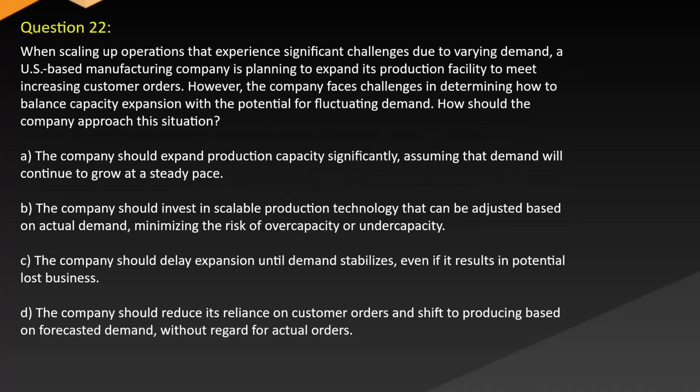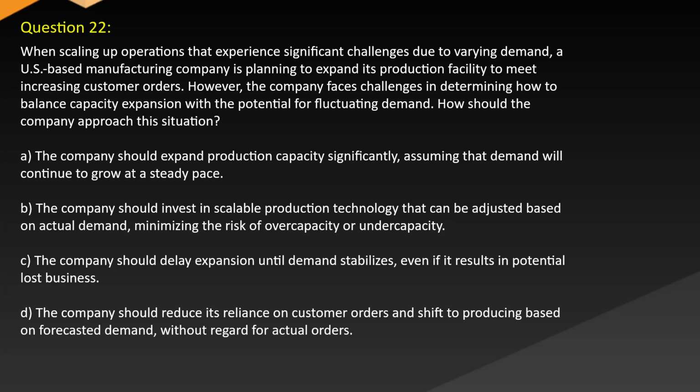Question 22. When scaling up operations that experience significant challenges due to varying demand, a U.S.-based manufacturing company is planning to expand its production facility to meet increasing customer orders. However, the company faces challenges in determining how to balance capacity expansion with the potential for fluctuating demand. How should the company approach this situation?